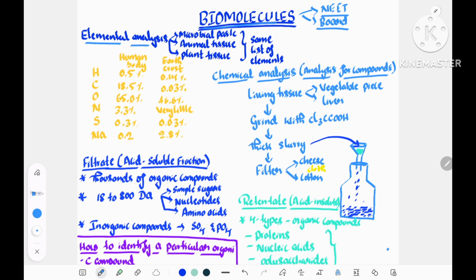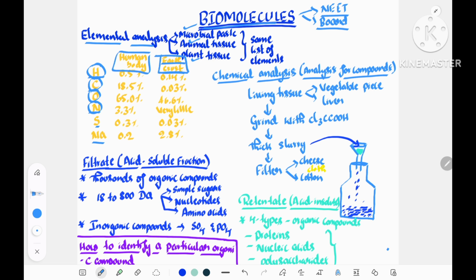When an elemental analysis is done for a microbial paste, animal tissue or a plant tissue, we will obtain the same list of elements, and the list goes like this. It contains hydrogen, carbon, oxygen, nitrogen, sulfur, sodium, etc. The same is true if we do it for the earth crust, we will obtain the same list of elements, but the difference is there is a relative abundance of hydrogen, carbon, oxygen and nitrogen in the human body as compared to the earth crust.